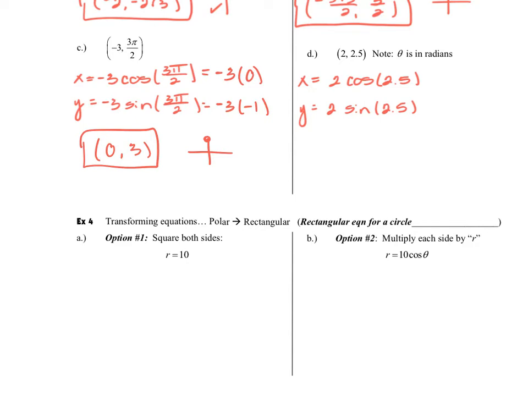I could, of course, verify that from its polar form. Now, my last one here, what I want you to notice is that this time I didn't give you an angle that was from my unit circle.